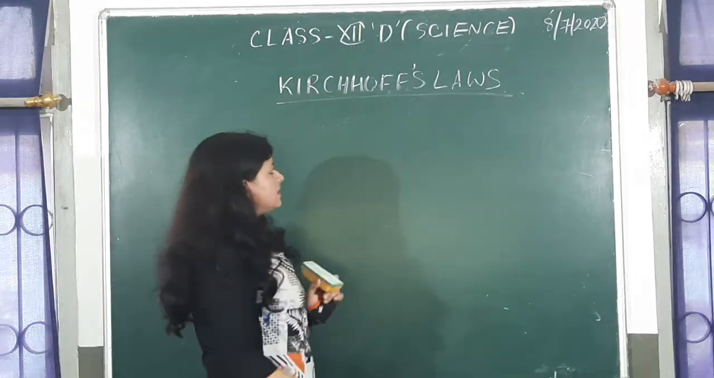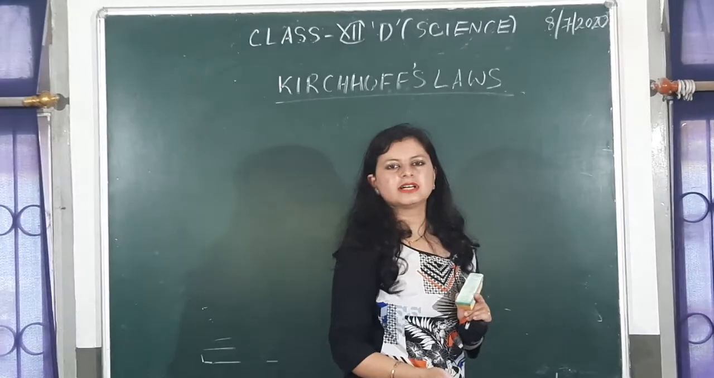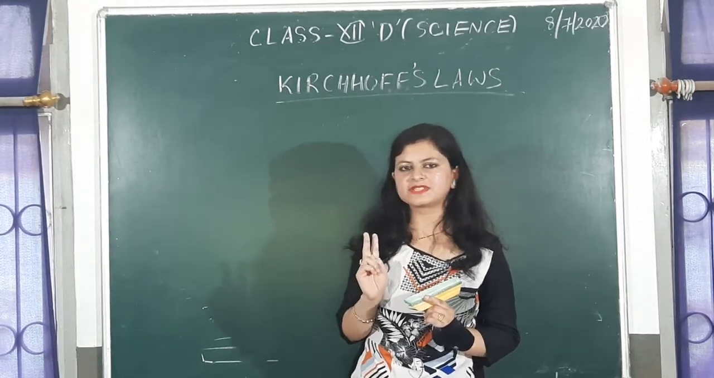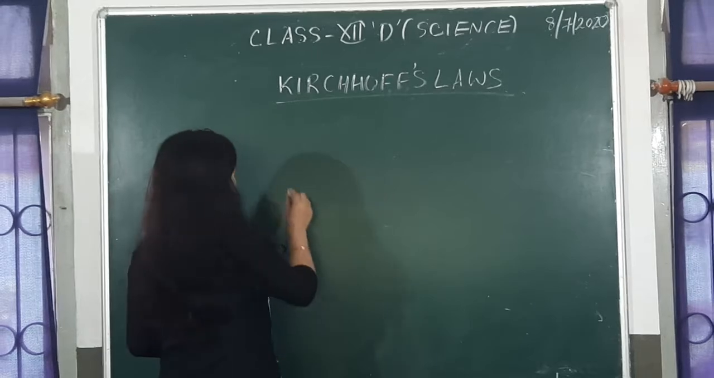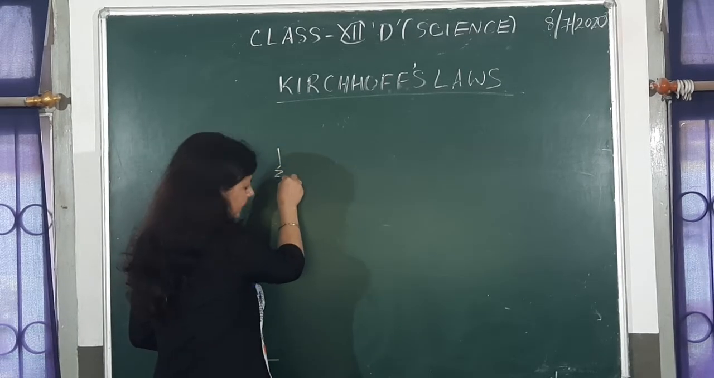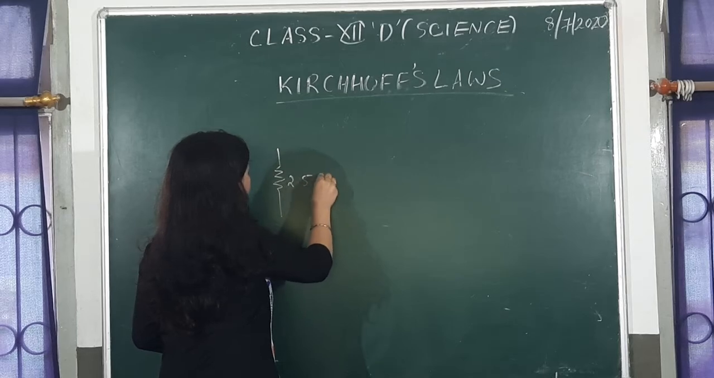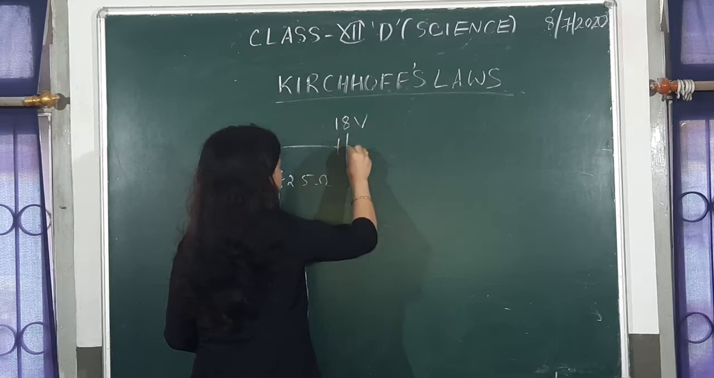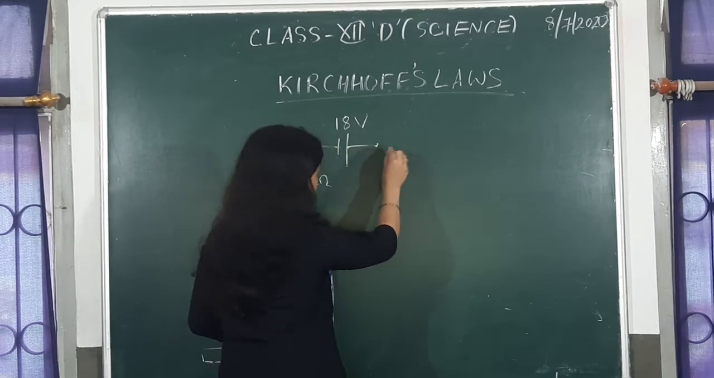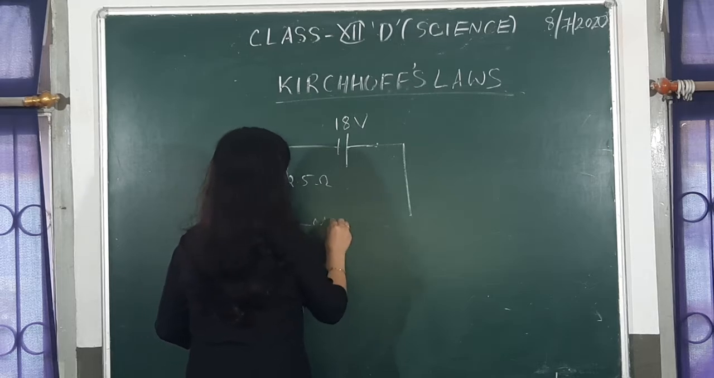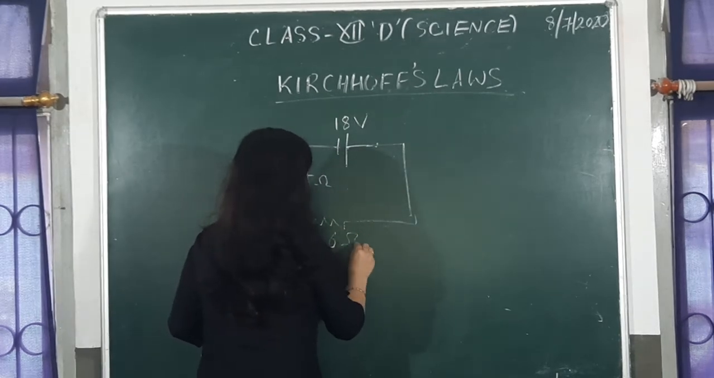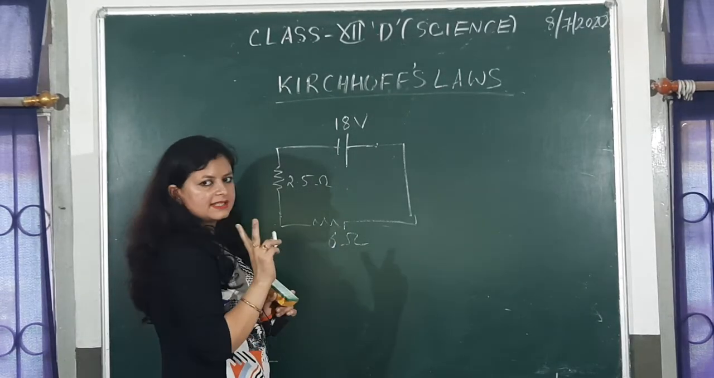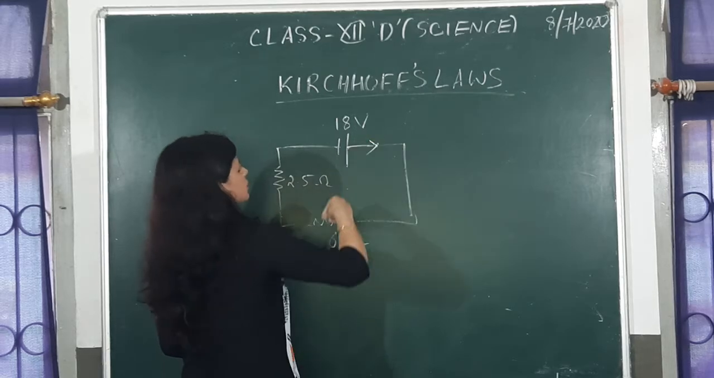For that you need to take a few things into consideration: how you are going to assign the sign to the potential drop, especially in Kirchhoff's second law. Now I will take a very simple circuit. Say you have one resistance of 2.5 ohm here, the EMF of a cell is 18 volt, and you have another resistance of value 6 ohm. I am going to apply Kirchhoff's second law here to frame an equation.